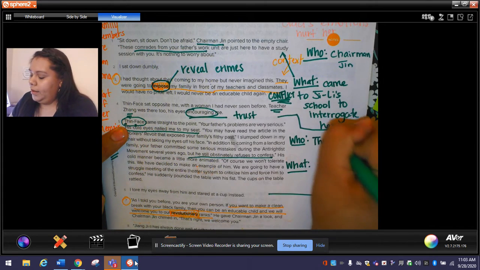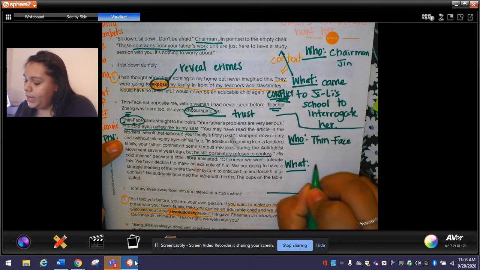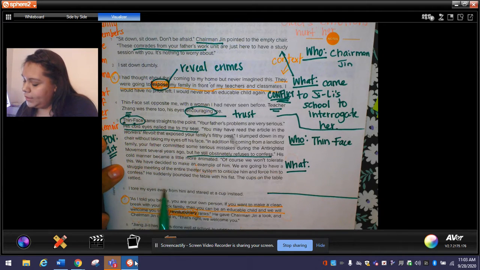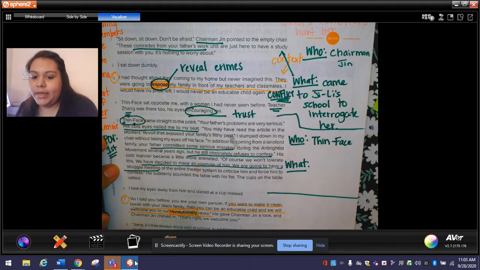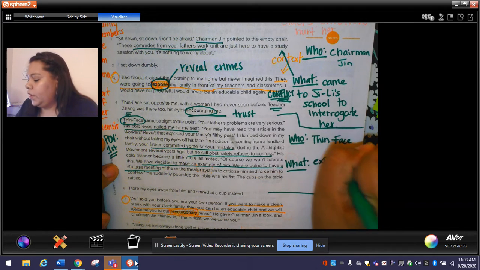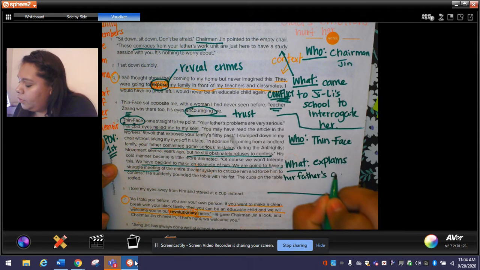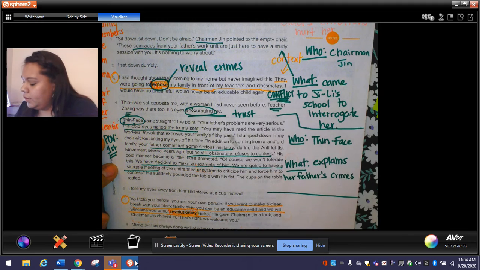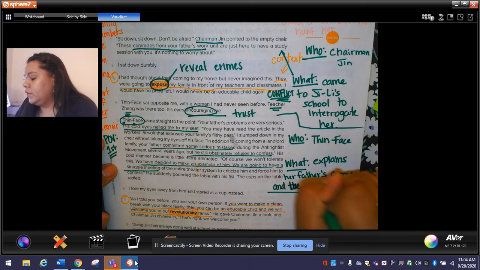So who? Thin Face. Okay, and what did he do? He is telling her what's going to happen with her dad. We have decided to make an example of him. We are going to have a struggle meeting. They would tell her that he committed some serious mistakes. So Thin Face, we can say, explains her father's crimes and the consequences.